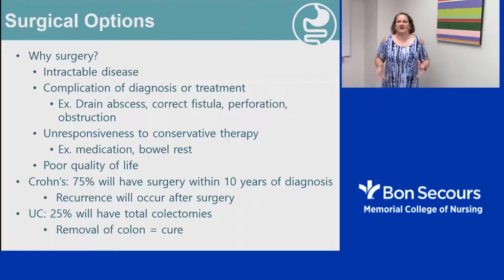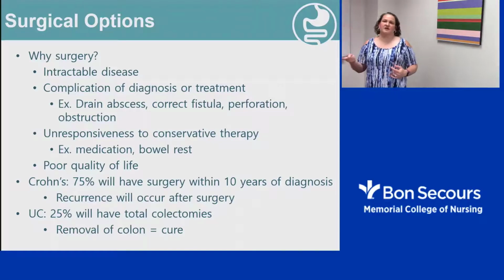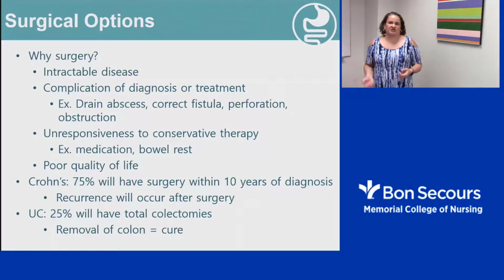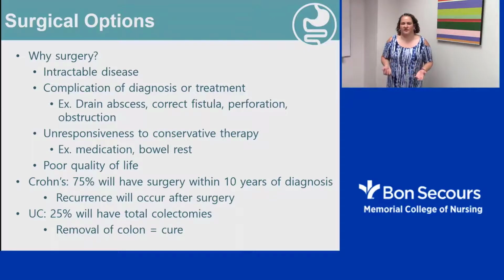So, surgical options. If all of that medication and everything fails, then we need to take a look at surgery. So intractable disease, we may have to fix complications that occur. So drain an abscess. Remember, that's a pocket of infection. Correct a fistula. So for instance, we don't have a fistula going from the intestine to the outside all the way through. Perforation, obstruction, unresponsiveness to conservative therapy.